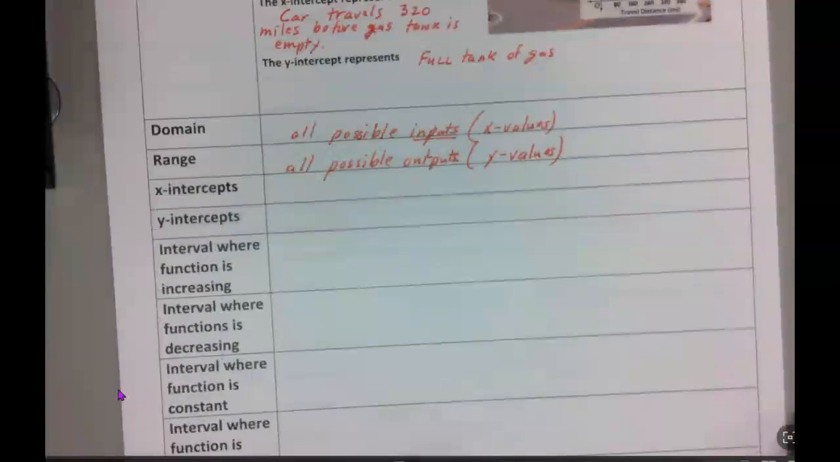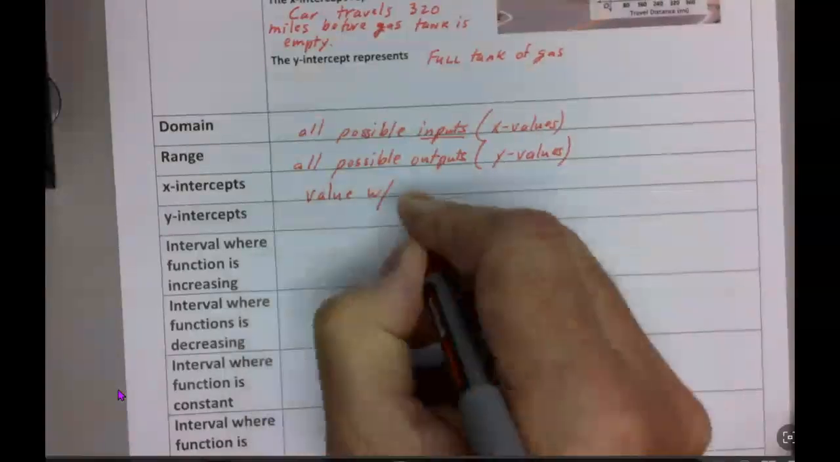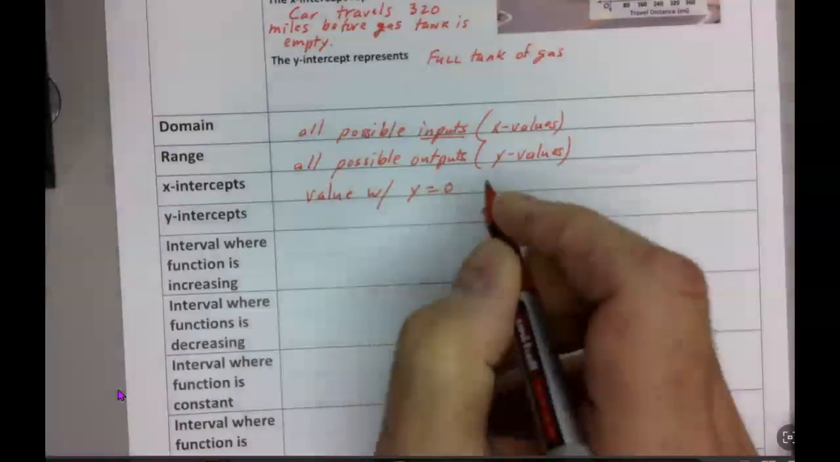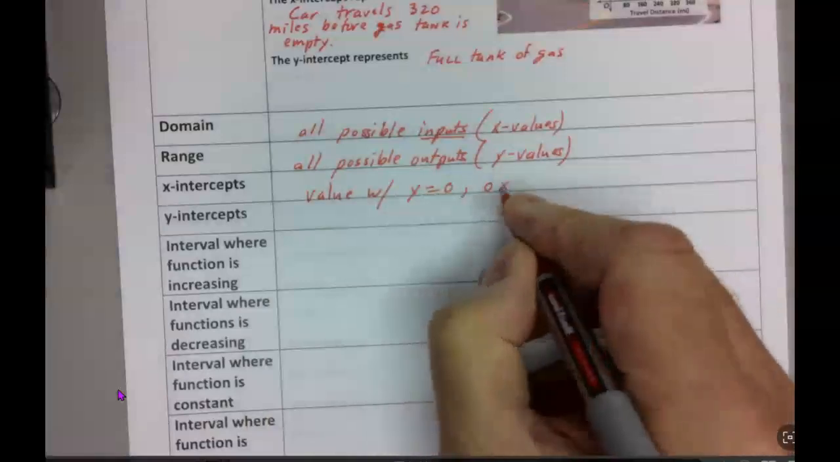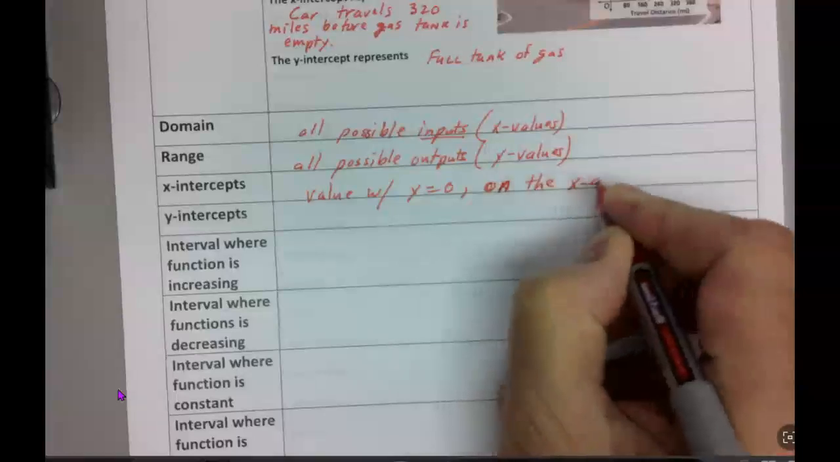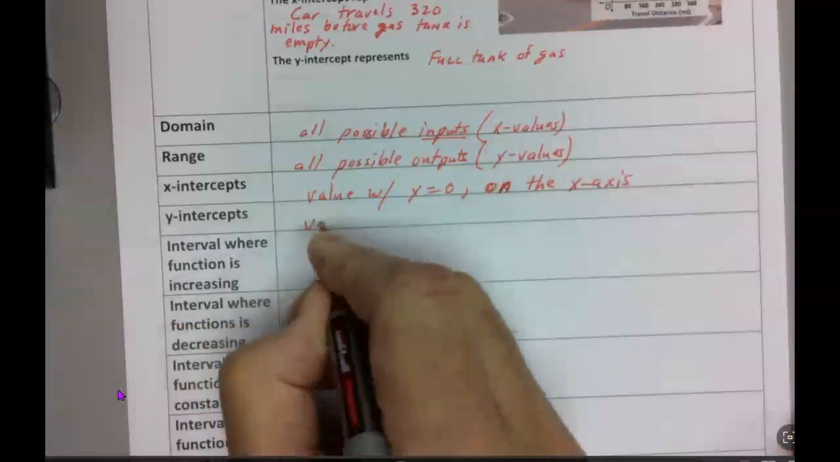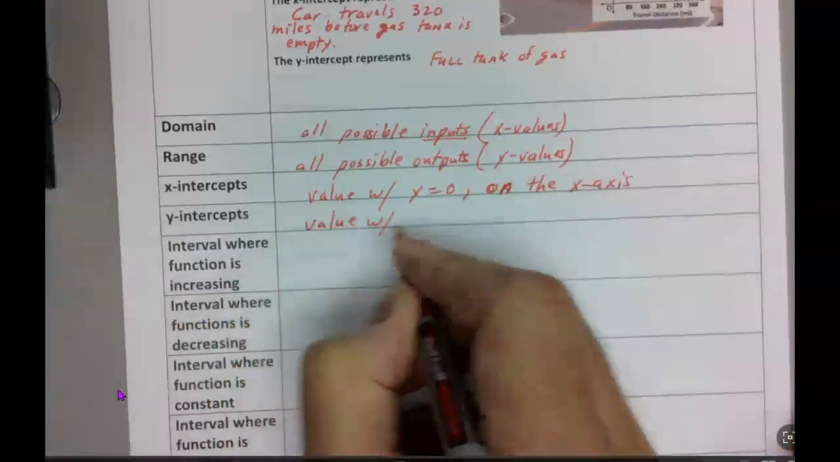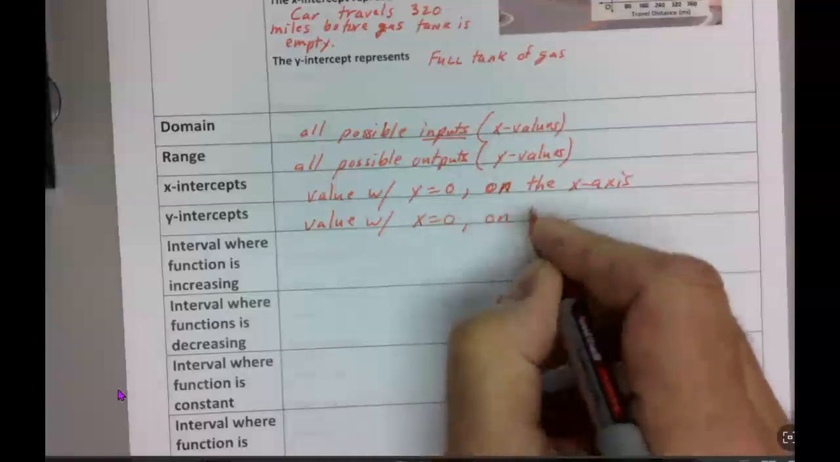The x-intercept is the value when y is 0, on the x-axis. The y-intercept is the value when x equals 0, on the y-axis.